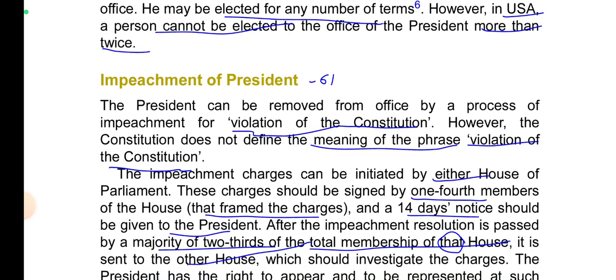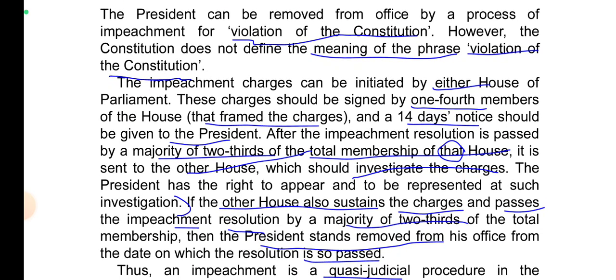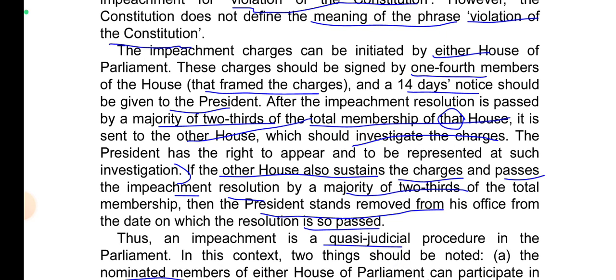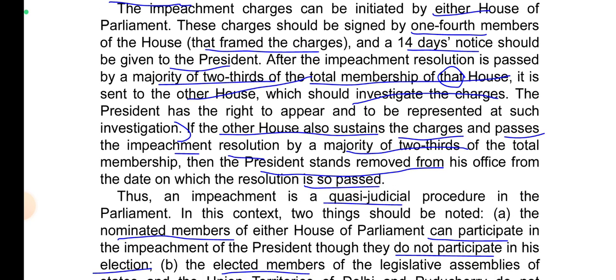Then, impeachment of President. The President can be removed from office by a process of impeachment for violation of the Constitution. However, the Constitution does not define the meaning of the phrase violation of the Constitution. The impeachment charges can be initiated by either House of Parliament. These charges should be signed by 1/4 members of the House that framed the charges, and a 14 days notice should be given to the President.